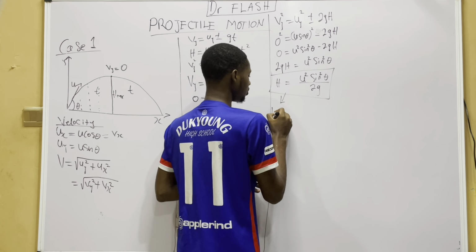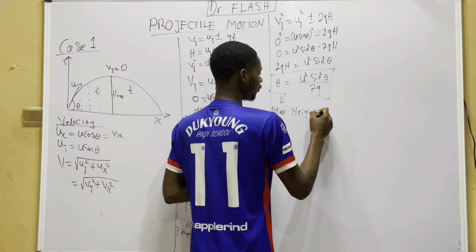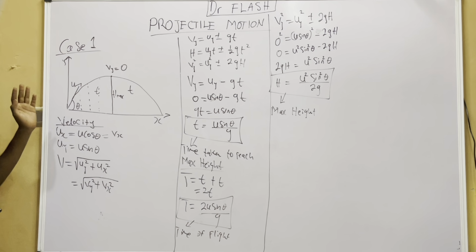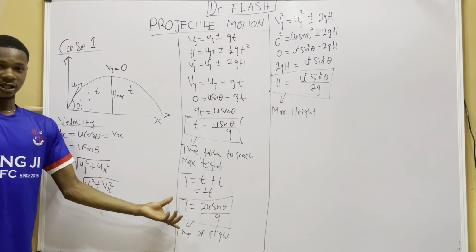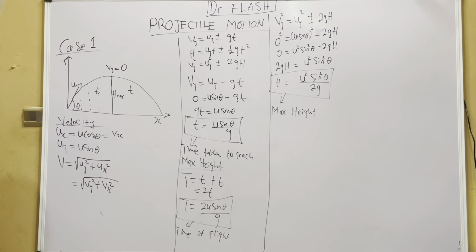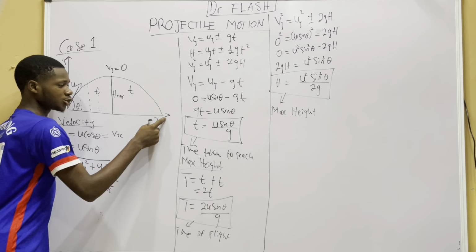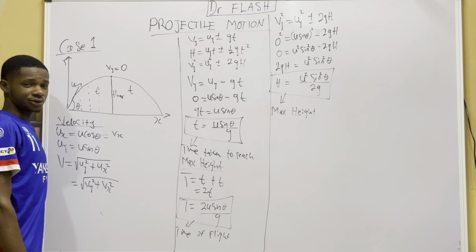Now this equation gives us the maximum height for a projectile. So I'm going to call it the maximum height for a projectile. I've just talked about the velocity, the time of flight as well, and then the maximum height. What's left? We might also be asked to determine the distance from this point to this point. That is the maximum distance traveled horizontally, and that is what we call the range.